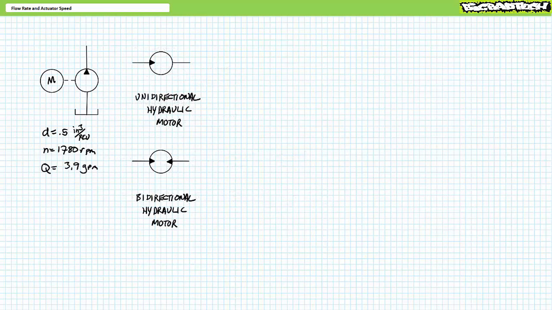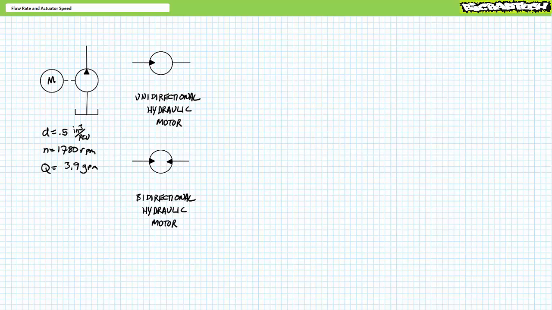Lastly, I should mention hydraulic actuators are not limited to linearly acting single and double acting hydraulic cylinders. There also exist rotational hydraulic actuators known as hydraulic motors, which I like to think of as anti-pumps. A pump is a device that converts rotational mechanical power into fluid power. In contrast, a hydraulic motor converts fluid power into rotational mechanical power.